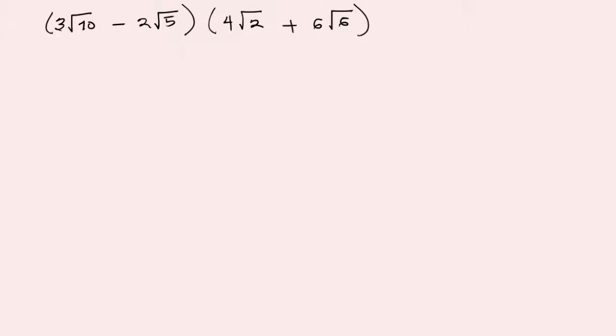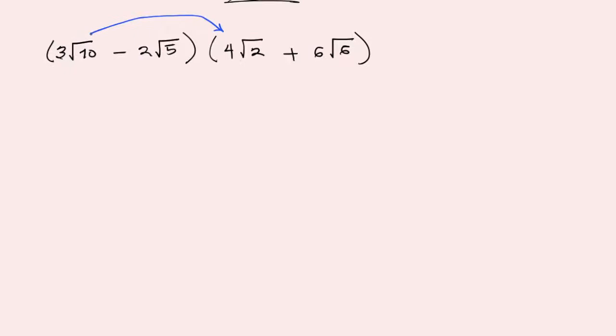The next example is 3 root 10 minus 2 root 5 multiplied by 4 root 2 plus 6 root 6. Now don't forget, this multiplied by this, and then this multiplied by this, and we also do this.